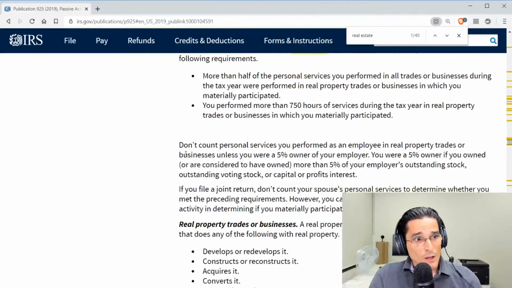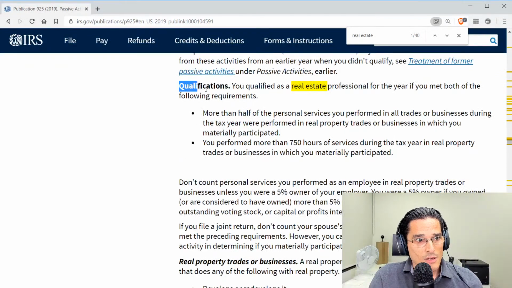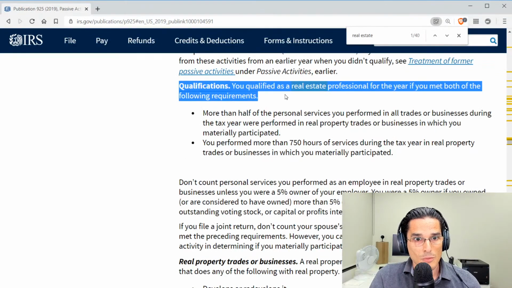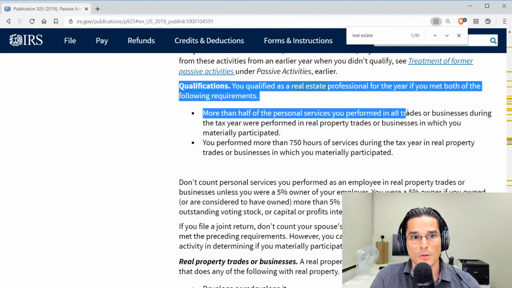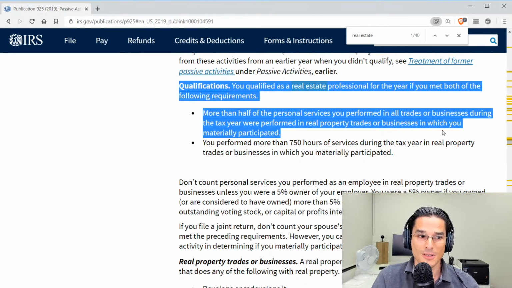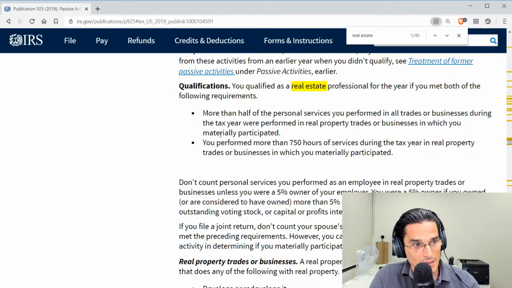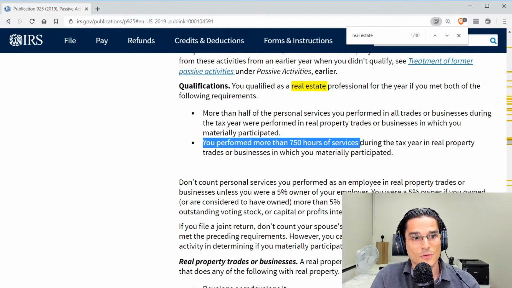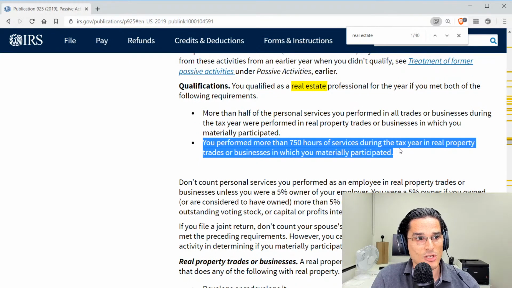So qualifications to be a real estate professional are as follows. You qualify as a real estate professional for the year if you met both of the following requirements. More than half of the personal services you performed in all trades or businesses during the tax year were performed in real property trades or businesses in which you materially participated. All right, a lot of stipulations in there. Secondly, you perform more than 750 hours of services during the tax year in real property trades or businesses in which you materially participated. Again, very stringent requirements.